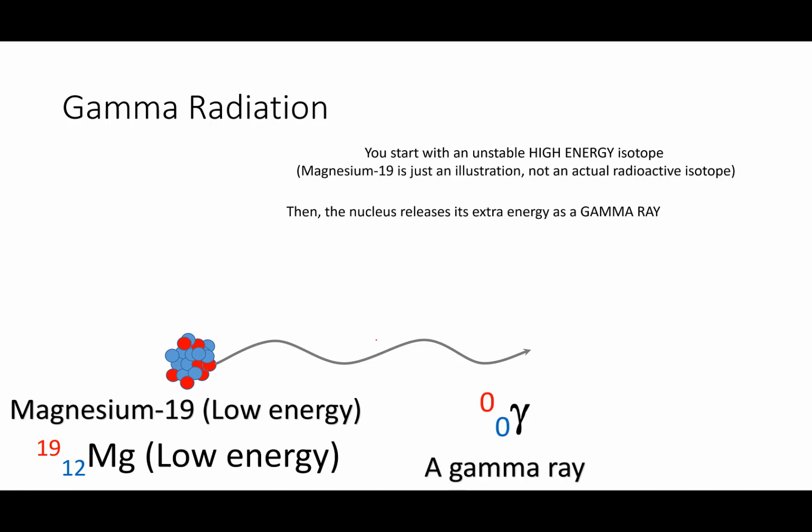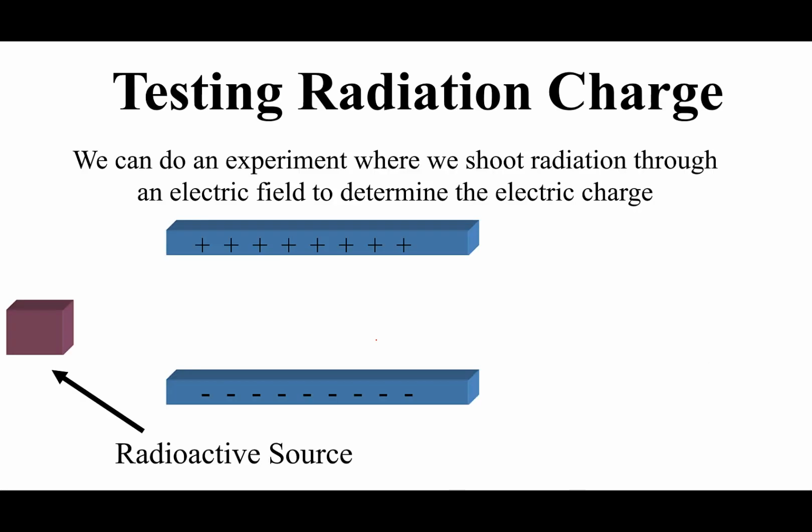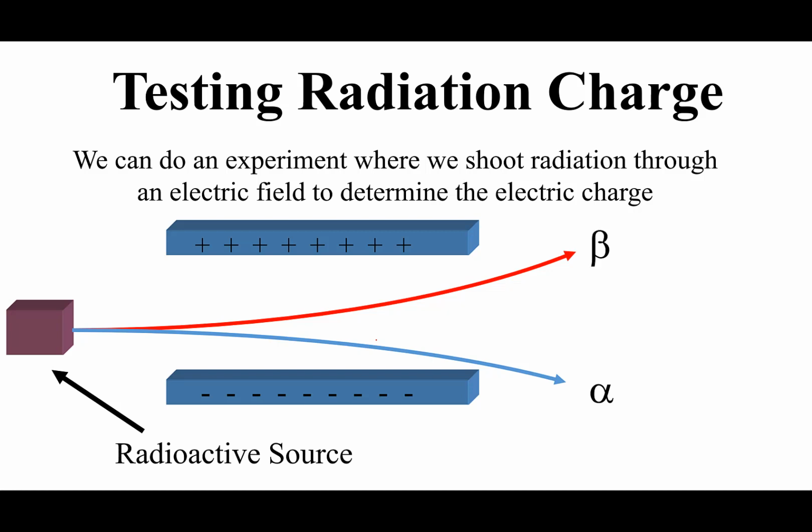And a gamma ray. This is the sign for a gamma ray, and it has no mass and no charge. So it doesn't change the mass number or the atomic number. It's the same. We can do an experiment where we put these different types of radiation through an electric field and see what they do. And you will find that alpha radiation curves down towards the negative, beta radiation curves up towards the positive, and gamma radiation does not move. This is part of the way that we know the beta is negative, because negatives are attracted to positives, and it's part of the way we know alpha is positive, because positives are attracted to negatives, opposites attract, and it's how we know gamma is uncharged.